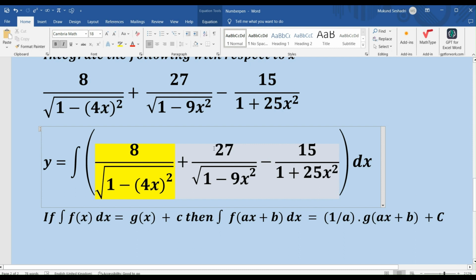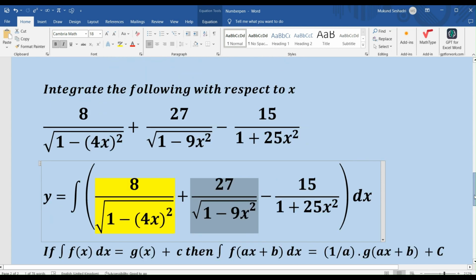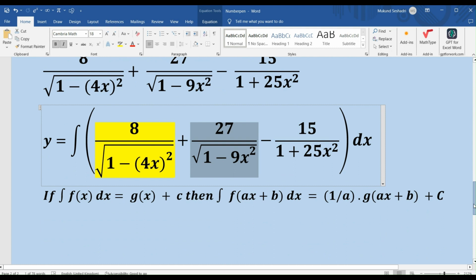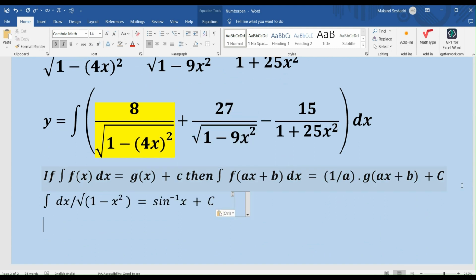And very similarly we have the second function as well, which is 27 divided by square root of 1 minus 9x squared. Anyhow, we'll come to the second function later, but let me write down the integral formula that we will be using to solve the first function. So there I have the integral of dx divided by square root of 1 minus x squared equal to sine inverse of x plus c, right?